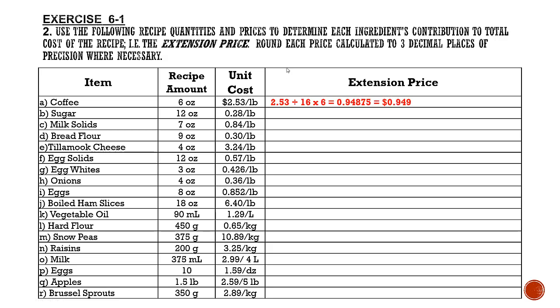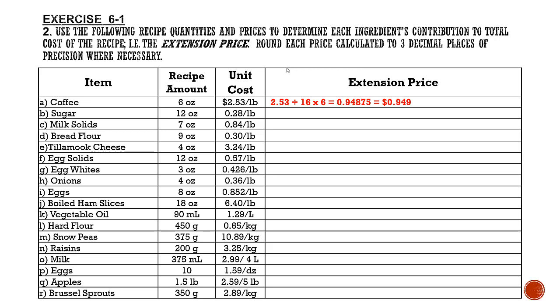We're going to take the cost of our coffee, $2.53. We're going to divide it by 16, the amount of ounces in a pound, because we paid $2.53 per pound, but we're looking for the price in ounces. So what we paid divided by how many ounces we got for that price will give us the cost of 1 ounce. We want to take the 1 ounce cost and multiply it by the 6 our recipe is calling for. Our rounded answer is $0.949 for 6 ounces of coffee.